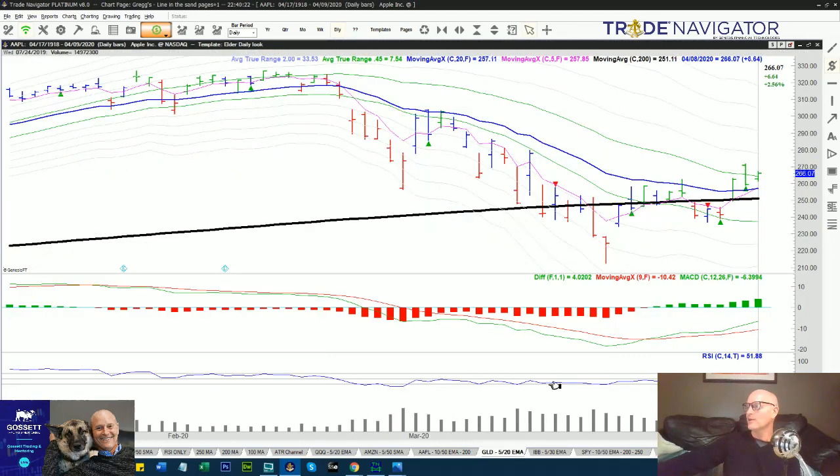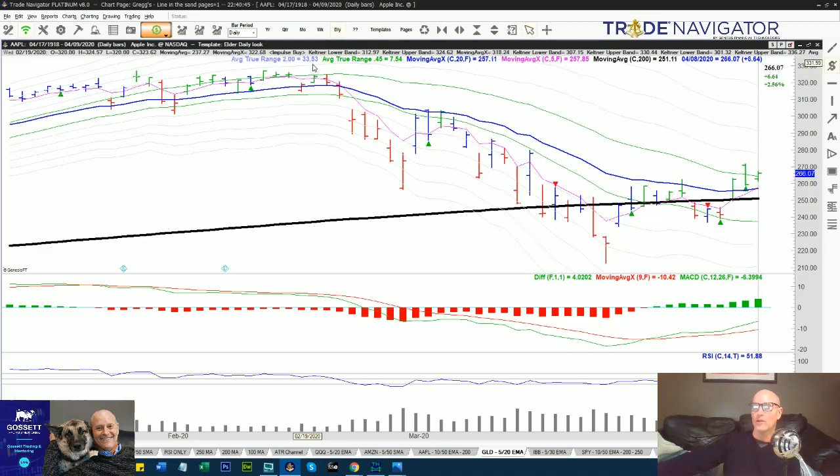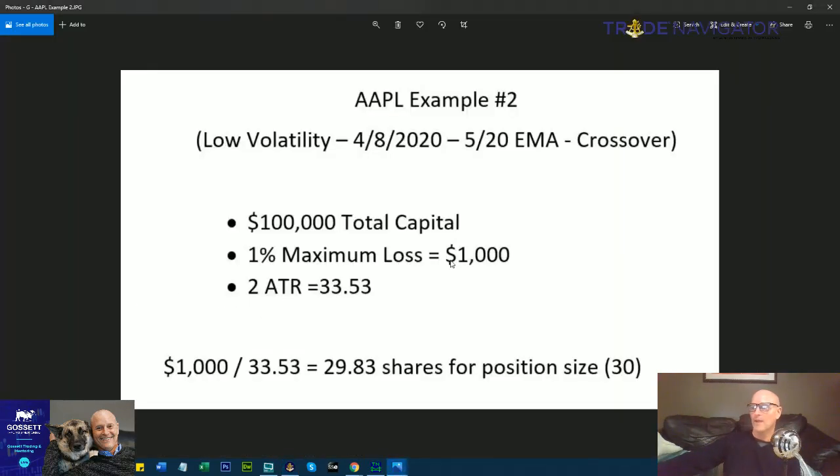Now, if I go over here to a very recent entry, this is a different entry. This is a 5 crossing over the 20. Now look at the 2 ATRs. It's 33.53, and the other one was 8.78. So it's like 4 times as volatile. And all I have to do is look at the reading here, 33.53. I'm using the same $1,000 stop loss, and then I divide the 33.53 into that, and it tells me to only buy 29.83 shares, which I'm just going to round up to 30.